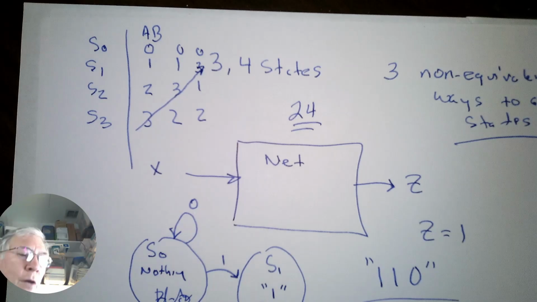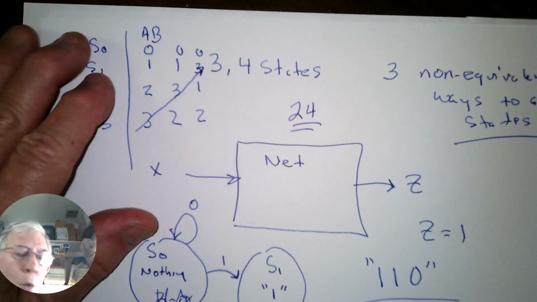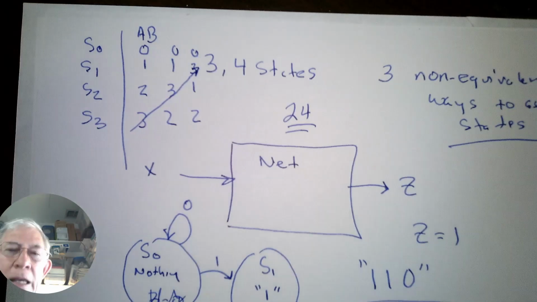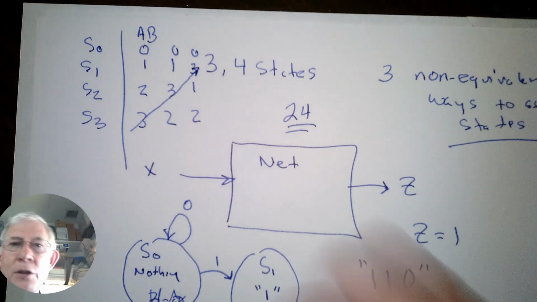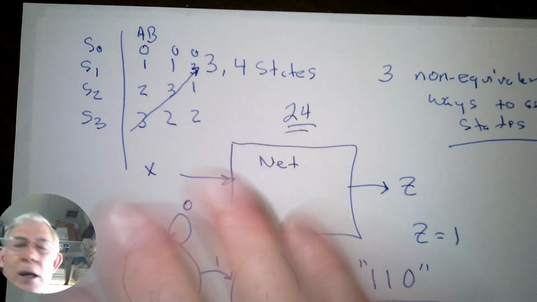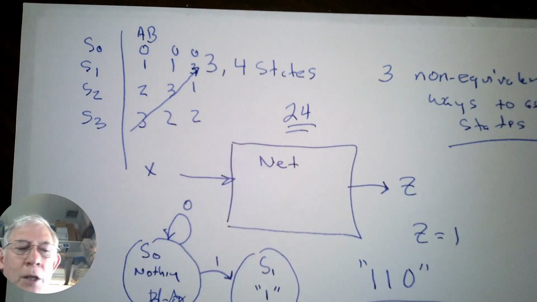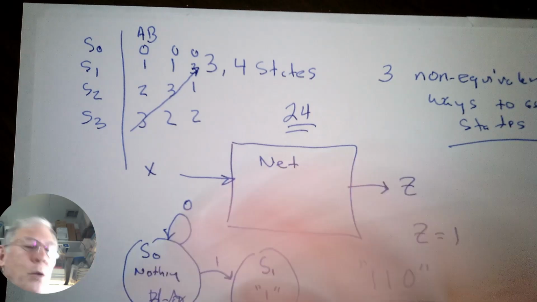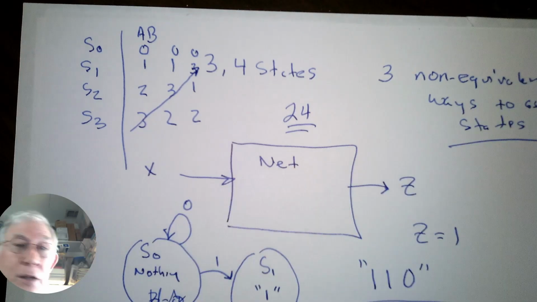And so for some things where you really want to squeeze every gate out of your design, you may want to spend the time trying to do this. But once you get past 3 or 4 states, the number of non-equivalent ways to assign them is so large that you generally can't look at it. You can't brute force it and look at all possibilities. But with 3 or 4 states, you can. So I just want to make that point. We'll come back to that in a later chapter.